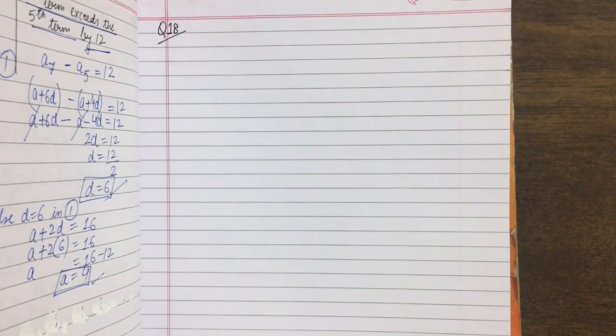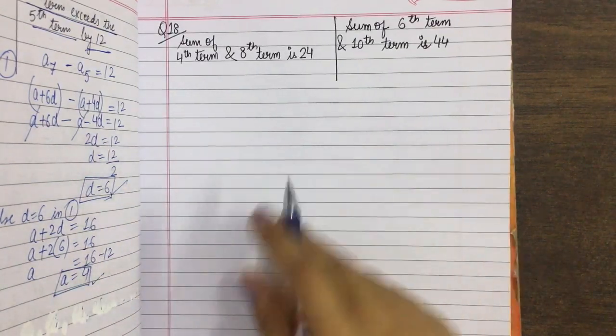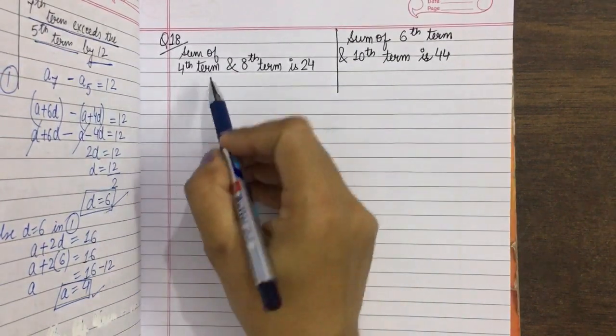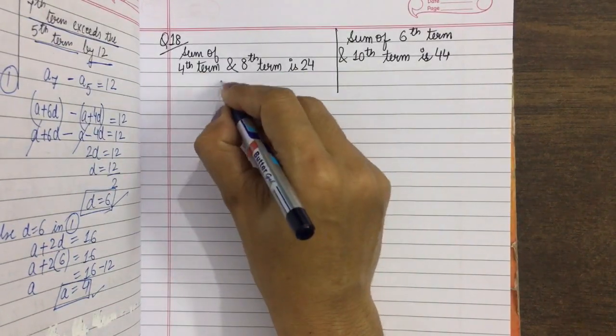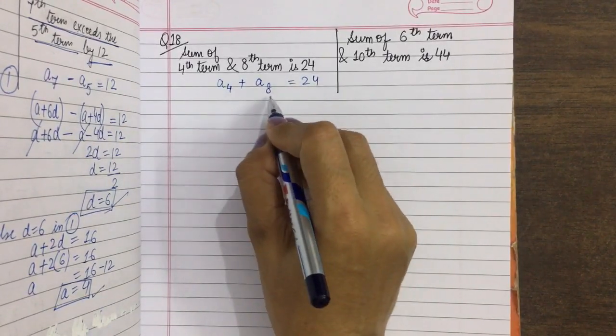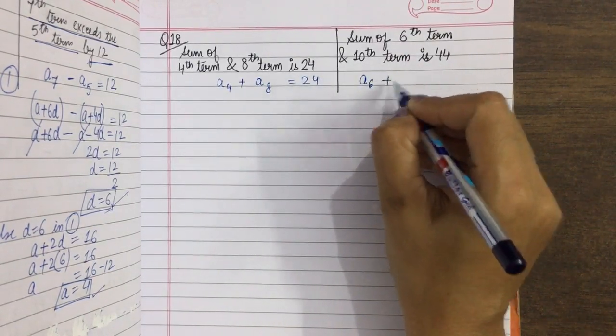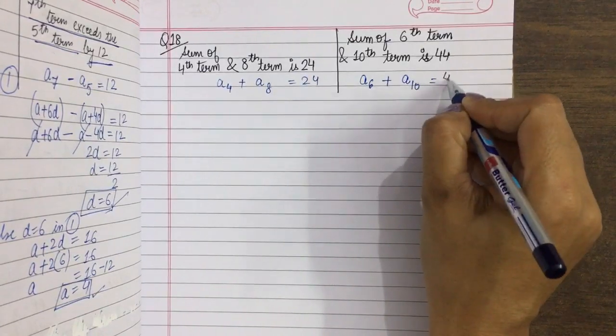Let us do question number 18. The sum of the fourth and eighth term of an AP is 24, and the sum of the 6th and 10th term is 44. Find the first 3 terms of the AP. It is also similar to the previous question, question number 16. So I've just written what's given to me. I have been given that the sum of the 4th and 8th term is 24. Writing it in mathematical form, A4, the 4th term, plus A8, the 8th term, is 24, and on the other side the 6th term and the 10th term added together give 44.